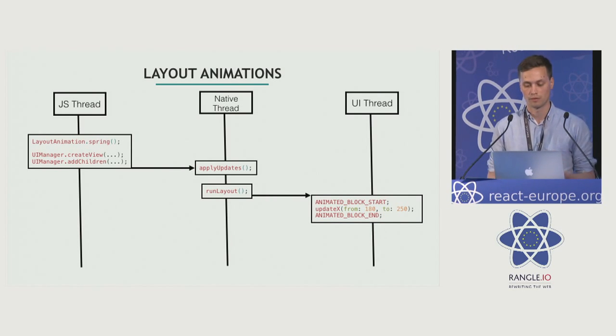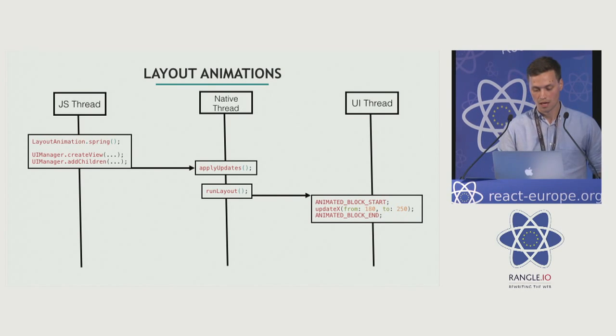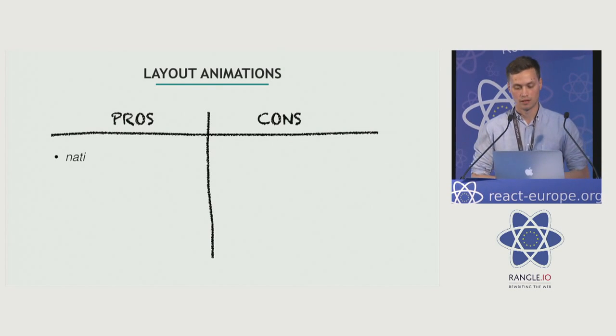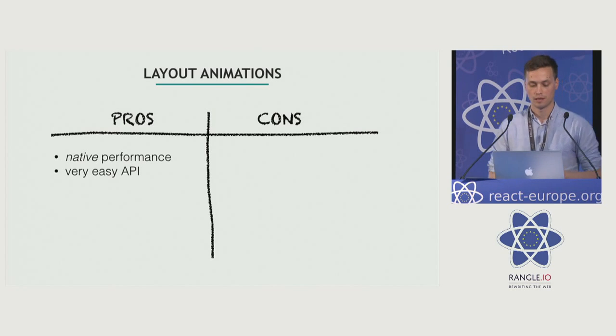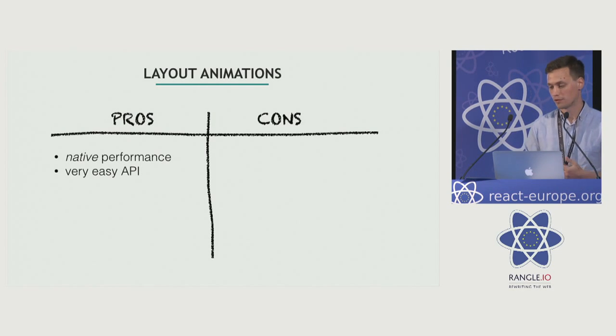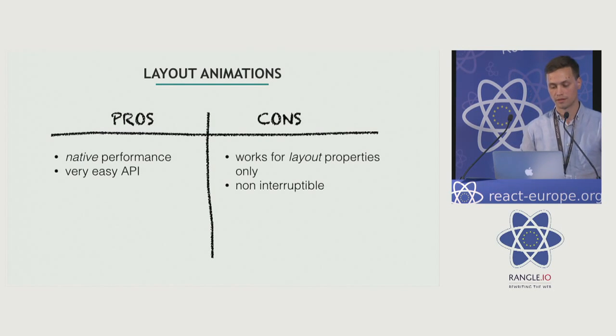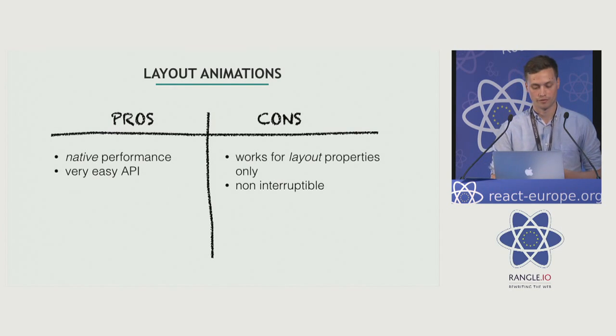So there is no way of interacting with that animation, which is good because it gives us native performance. And also the benefit of using layout animations is that the API is very, very simple because it boils down to just calling a single method. But on the other hand, this only works for layout properties, so the properties that can affect the position and dimensions of elements. And as I mentioned earlier, it's not possible to interrupt this type of animation or make them be driven by gestures, for example.